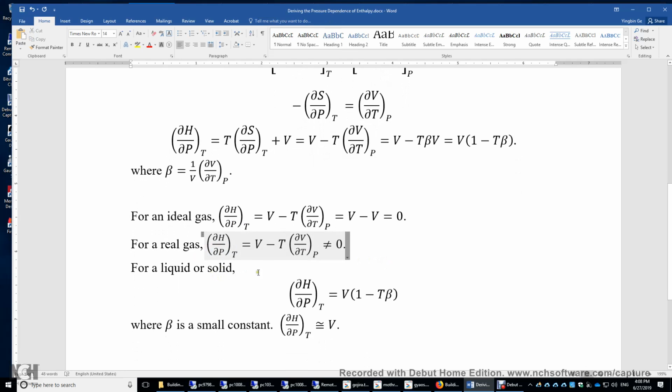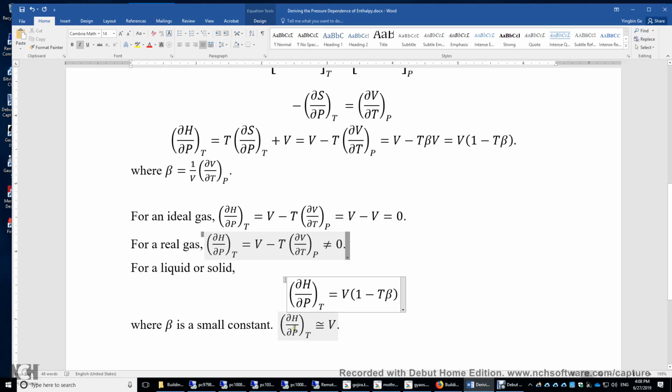For liquid or solid, we can use this equation because usually beta is a constant for liquid or solid. It does not change significantly. Even if you change the pressure or temperature, beta remains a constant approximately. And usually beta is a very small constant, and T times beta is much smaller than 1.